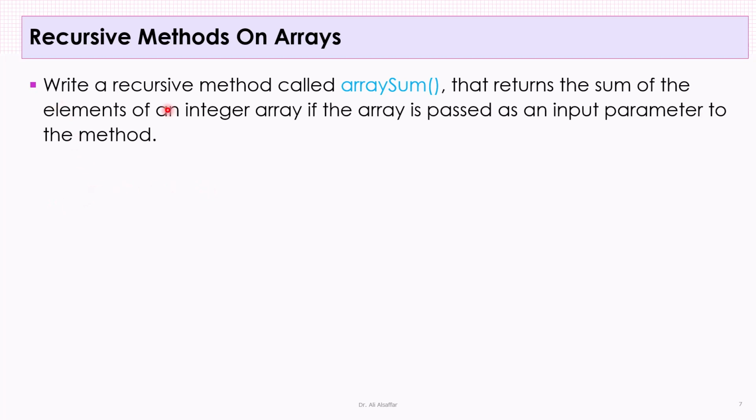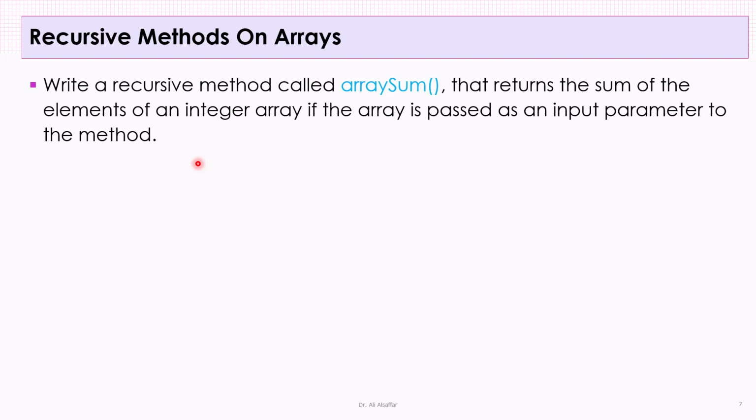It says, write a recursive method called arraySum that returns the sum of the elements of an integer array, if the array is passed as an input parameter to the method. So we have already implemented a recursive method that finds the sum, but the input parameter was an integer n, and the method was finding the sum from 1 up to n. But this time, this method is required to find the sum of the elements of the array. So the design is a little bit different than the design of that method.